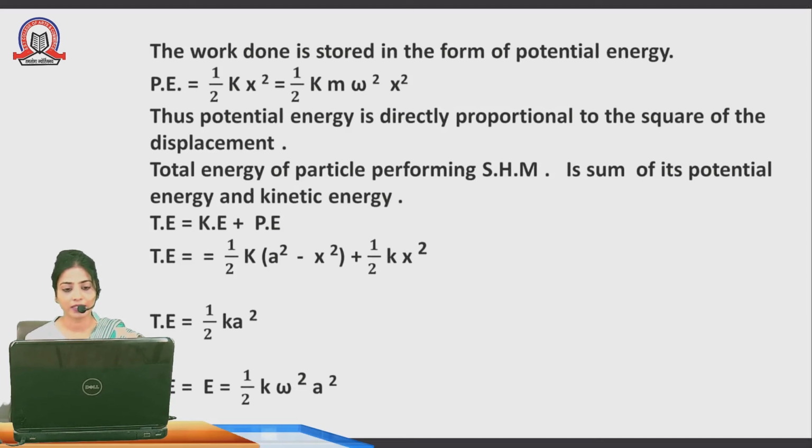Open this bracket, that is 1/2 k in bracket a square minus 1/2 k x square plus 1/2 k x square. So minus plus is term cancel out. 1/2 minus 1/2 x square plus 1/2 k x square cancel हो जाएगा. The remaining term is what? 1/2 k a square. So total energy is represented by E equals to 1/2 k omega square a square.